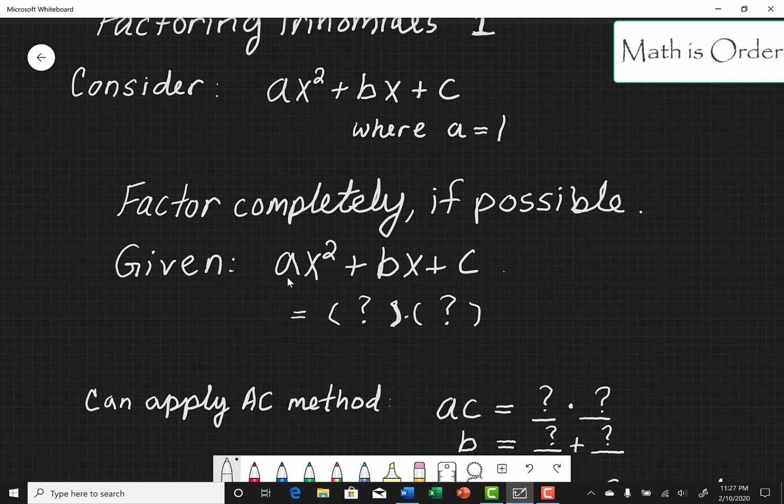But what does factor completely mean? It just means, can you rewrite a trinomial as a product of things rather than as a sum or difference of things?